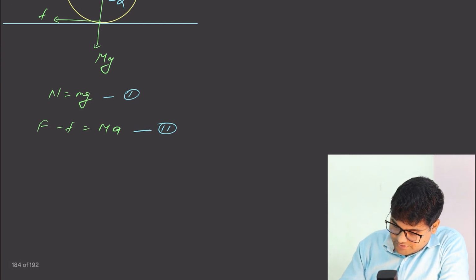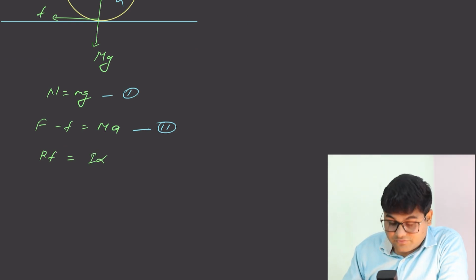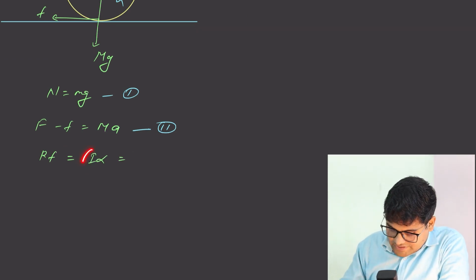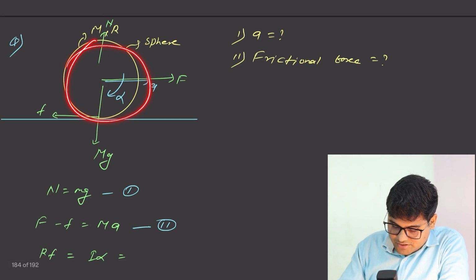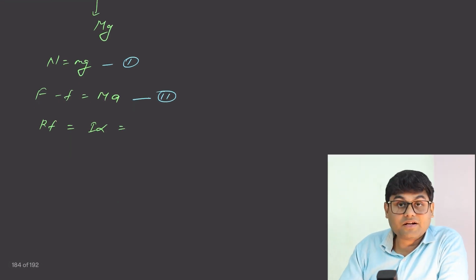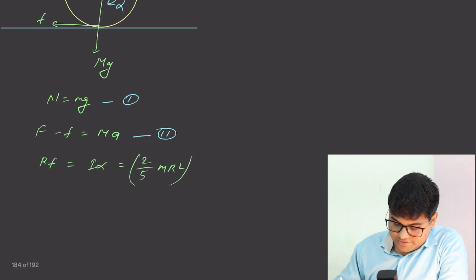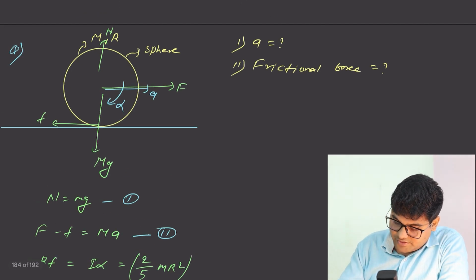So this will be capital R into small f, which is equal to I alpha. And I is what? The moment of inertia of the sphere about a point passing through its center, and its value will be equal to what? 2 by 5. For a solid sphere, the moment of inertia is 2 by 5 mr square.